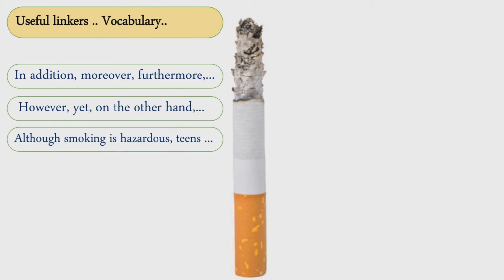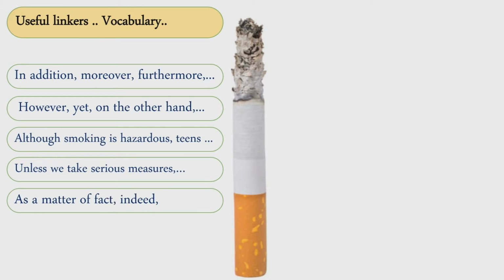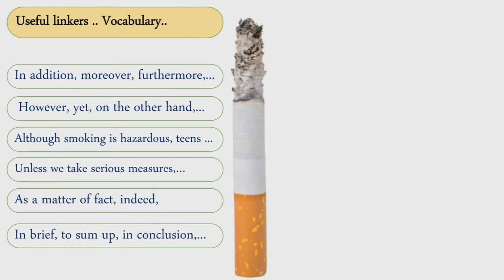You may need expressions like, although smoking is hazardous, teens still want to try, for example. Or, unless we take serious measures, cancerous cases will rise. If you're going to further explain your argument, you may use linkers such as a matter of fact, or indeed, etc. And when you're going to wrap up what you have written in your article, you can use linkers such as in brief, to sum up, or in conclusion.